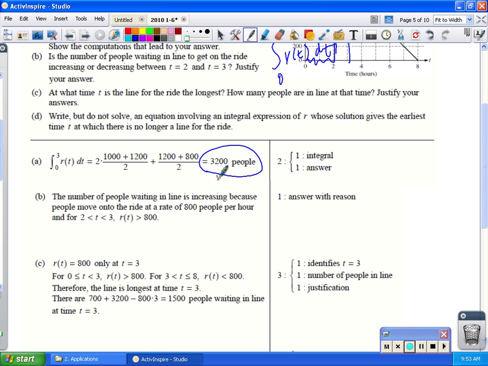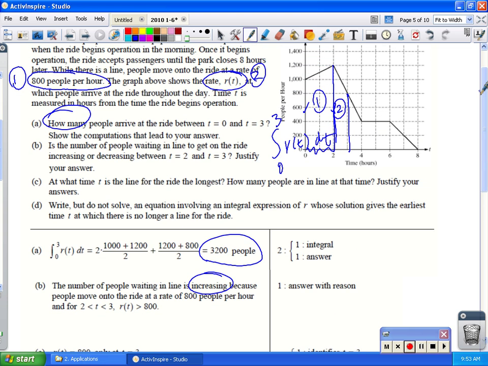Second question, is the number of people waiting in line to get on the ride increasing or decreasing between 2 and 3? Now, waiting to get on the ride. So part B, the number of people waiting in line is increasing, so they answered the question, because people move on to the ride at a rate of 800 people per hour. And from 2 to 3, let's take a look at the graph up here. Get rid of this stuff up here.